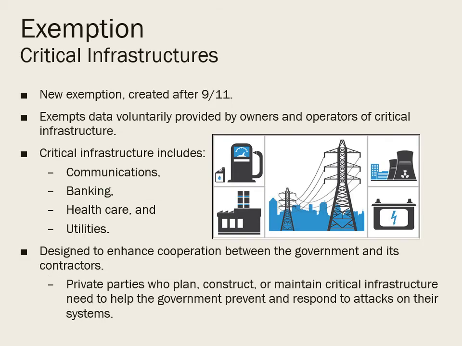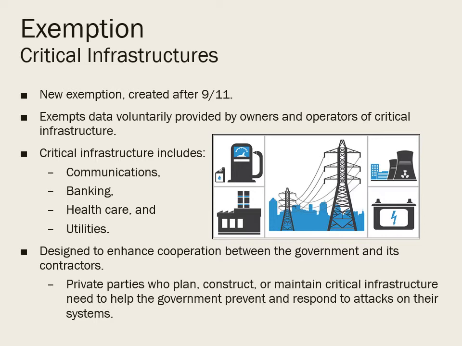There is a critical infrastructures exemption. We consider it to be new, and it's new because the other FOIA exemptions have been around since FOIA became law, but this critical infrastructure exemption was created after the September 11th terrorist attacks back in 2001. So, I mean, it's not new, but it's newer than the other exemptions. This one exempts from disclosure any data that owners or operators of critical infrastructure have provided voluntarily to the government. So critical infrastructure can include private infrastructure.